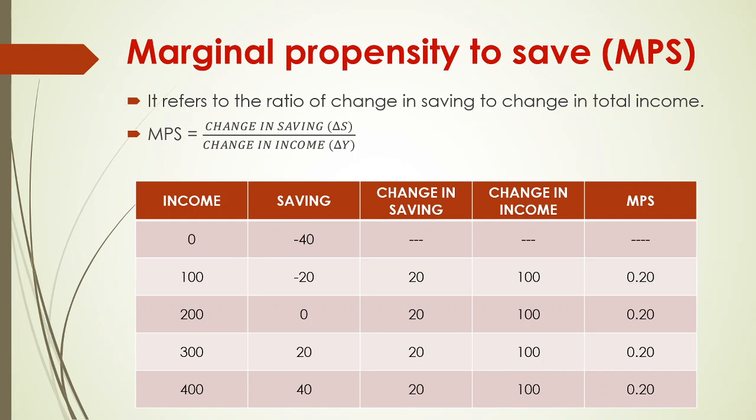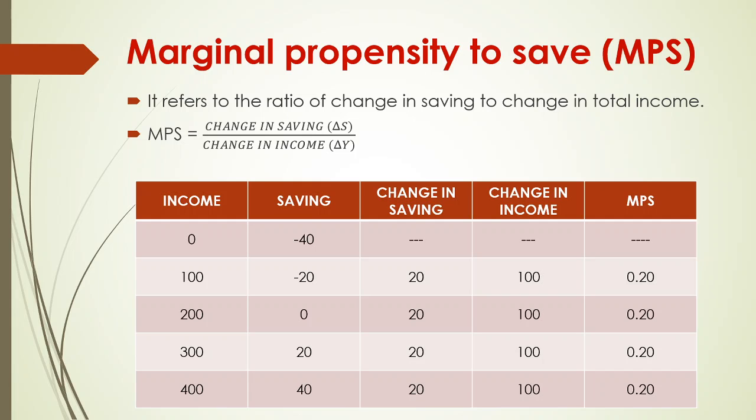Then we started with the marginal propensity to save, also known as MPS. Like MPC, which was the ratio of change in consumption to change in total income, MPS refers to the ratio of change in saving to change in total income. So MPS is equal to change in saving, that is del S, by change in income, that is del Y. Here is a table which shows us how to calculate MPS.